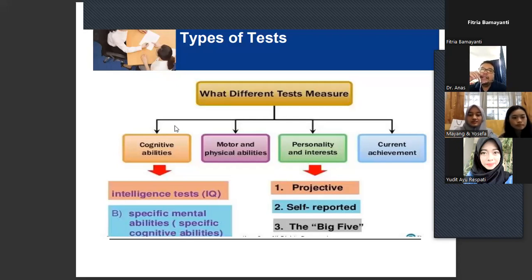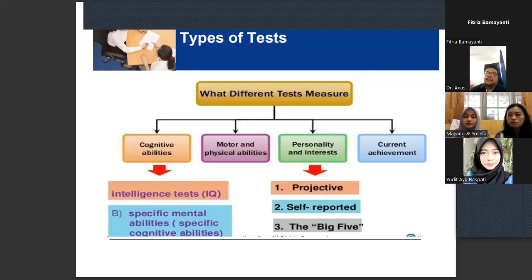So the cognitive abilities are like the intelligence test, IQ, the specific mental abilities, specific cognitive abilities, and then the personality and interest, projective, self-reported, and the Big 5. Okay, next.